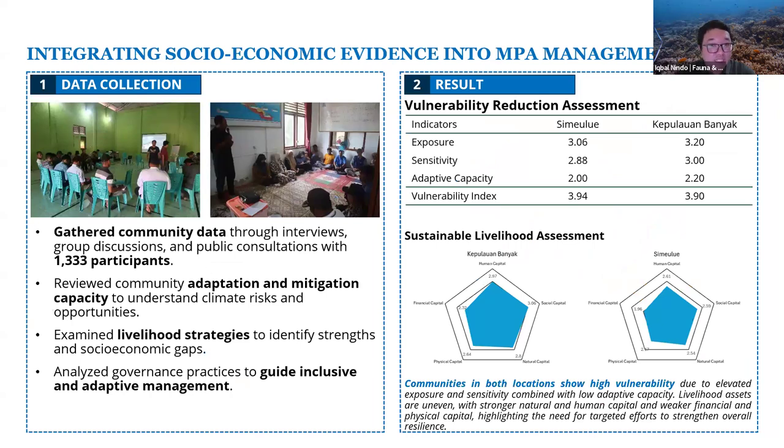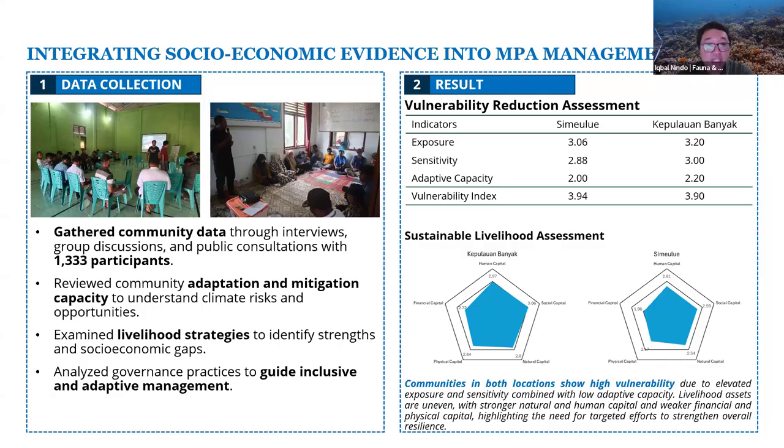Alongside the biophysical assessment, we also gathered socioeconomic information to understand how communities are experiencing climate risks and how they are adapting. We collected this data through interviews, group discussions, and public consultations involving more than 1,300 participants across the two locations. From this assessment, we look at how exposed communities are to climate hazards, how sensitive their livelihoods are, and how strong their adaptive capacity is. When we put these indicators together, both Kepulauan Banyak and Simeulue showed similarly high vulnerability scores.